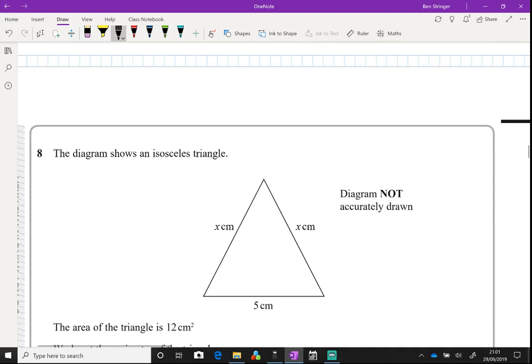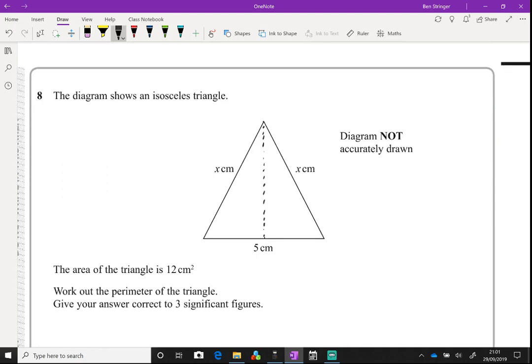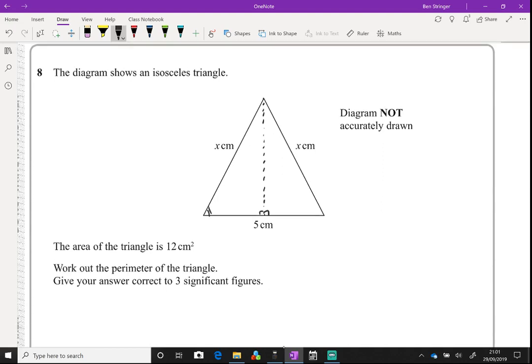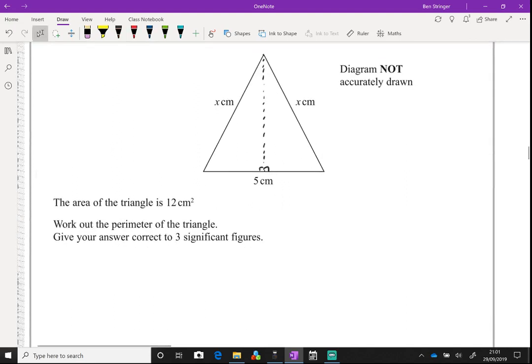Isosceles triangle. That's nice because there's going to be a little bit of symmetry here, that means, with the perpendicular height, yeah. All these angles are the same also. If we need angles, we will see. The area of the triangle is 12 centimeters squared.